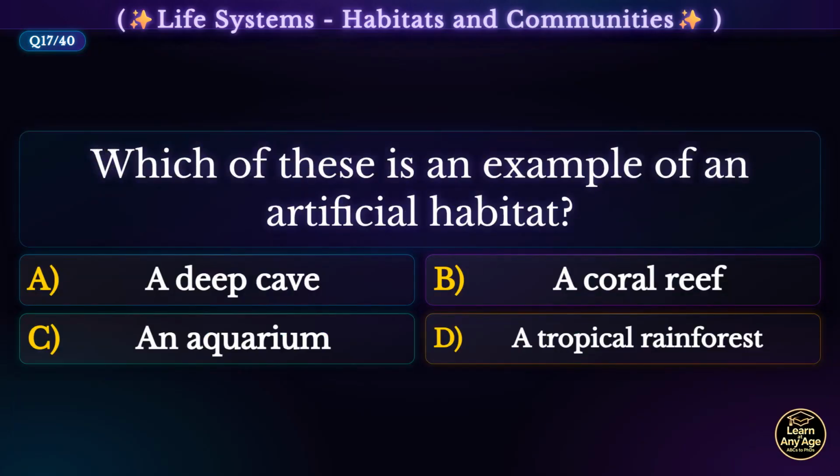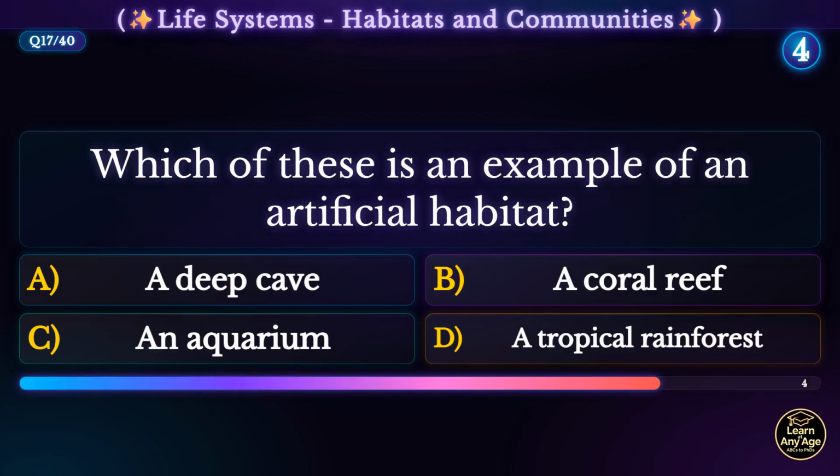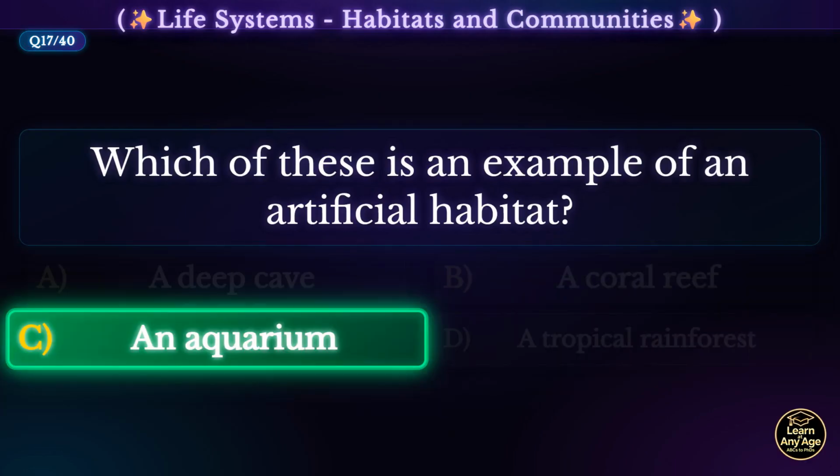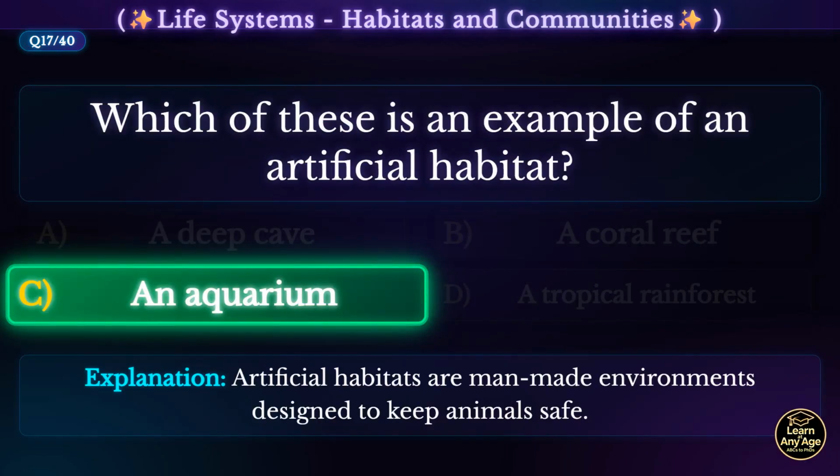Which of these is an example of an artificial habitat? A deep cave, a coral reef, an aquarium, a tropical rainforest. An aquarium. Artificial habitats are man-made environments designed to keep animals safe.